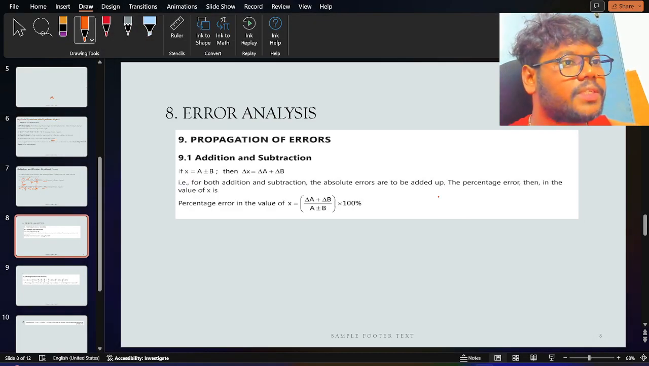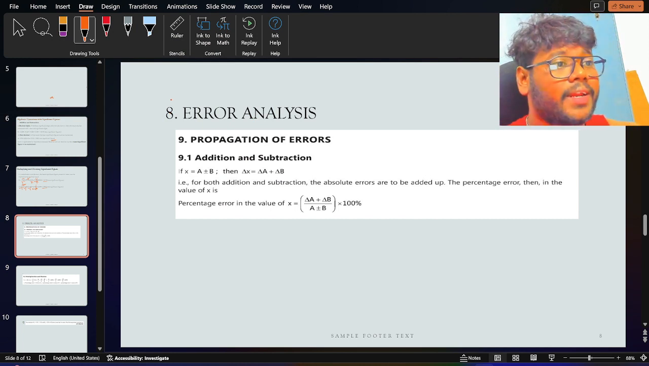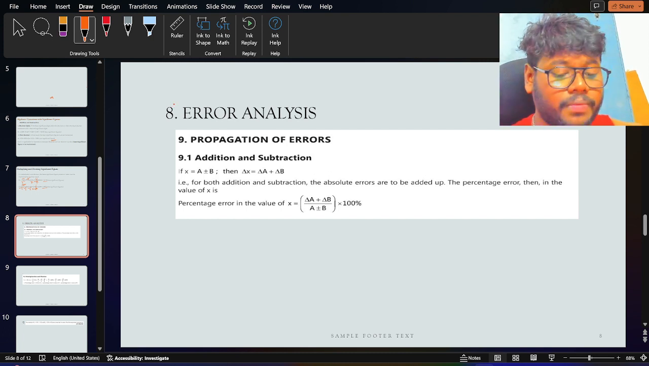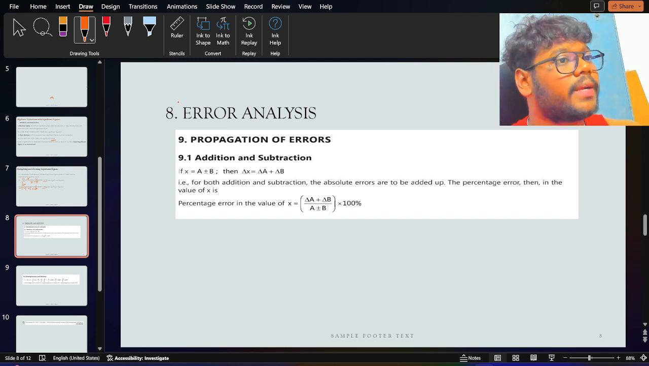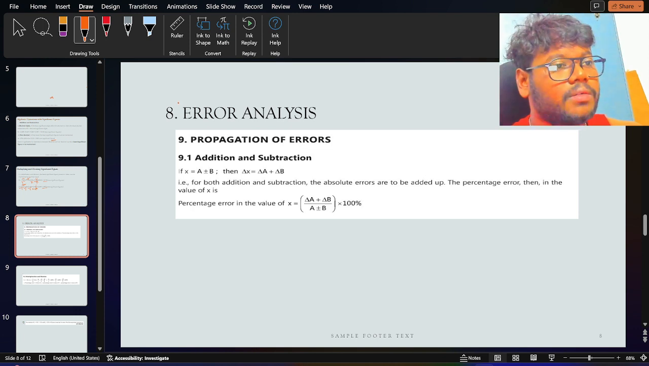Okay, so today we'll see about error analysis. What would be our resultant error if we have errors in our components? Let us go through a few of the rules for how we are going to calculate the equivalent error for our result.